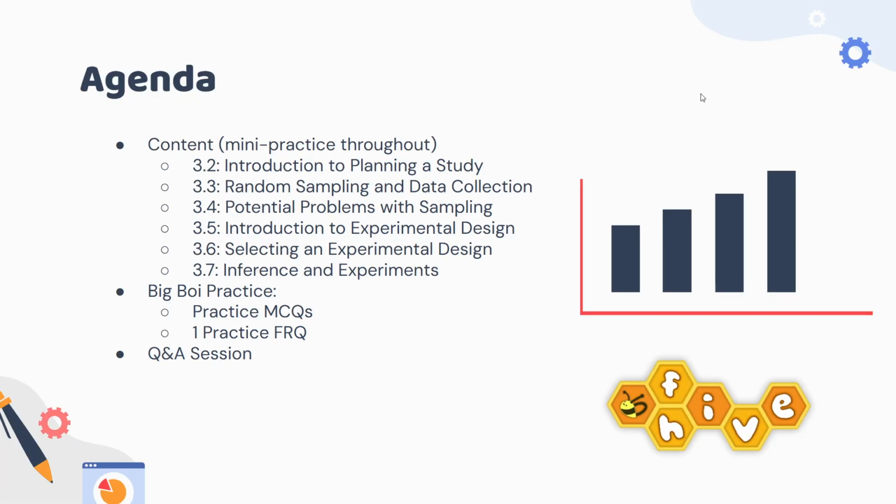So this is the agenda. We're going to first go through introducing planning a study, random sampling and data collection, and potential problems with sampling. This is like sampling biases, non-sampling biases, and problems, stuff like that. Then an introduction to experimental design: how to carry out an experiment, what the principles of experimental design are, and why we experiment in the first place. Then we have selecting an experimental design. There are various ones such as completely randomized and whatnot. You'll see them. And then we have inference and experiments. This is very short, just scope of inference and stuff like that.